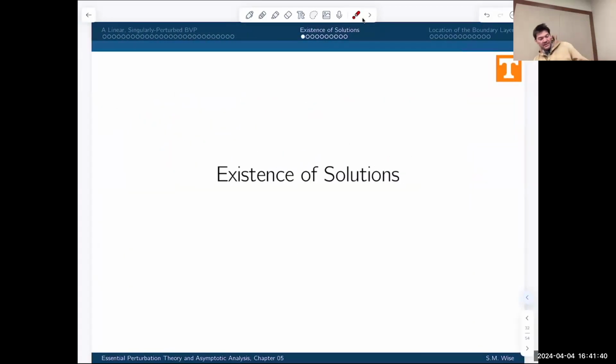All right, let's talk about existence of solutions. Now, again, I don't do things in this course just to be mathematical. We're doing things so we can learn information. And this exercise in understanding when we have solutions to certain ODEs or boundary value problems is so that I know what to do when I go through my matched asymptotic approximation methods.